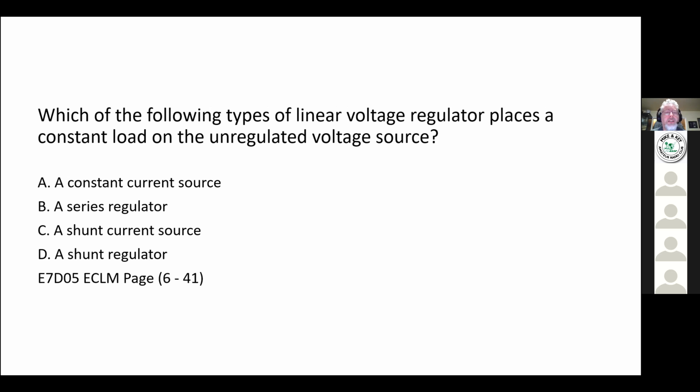Which of the following types of linear voltage regulator places a constant load on the unregulated voltage source? A, a constant current source. B, a series regulator. C, a shunt current source. Or D, a shunt regulator. Delta. Correct answer is Delta, a shunt regulator.